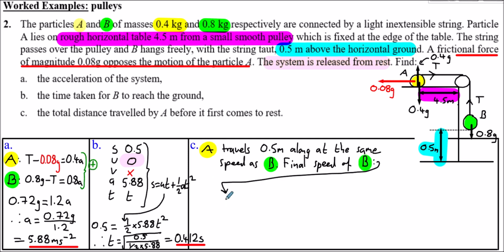So, SUVAT, you know the drill by now. This time I want to work out the final speed. So what is the final speed of B? It's going to have a final speed just as it hits the ground after 0.5. It's going to fall 0.5 and hit the ground with some final speed. The initial speed is 0. The acceleration of the system was 5.88 from part A. In this particular case, we don't need to concern ourselves with the time.